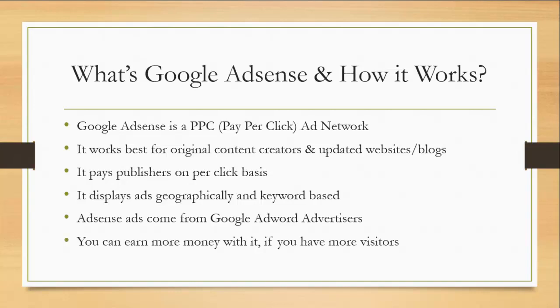It pays publishers on a per-click basis. It displays ads geographically and keyword-based. AdSense ads come from Google AdWords advertisers. You can earn more money with it if you have more visitors. So basically these six simple points are about the Google AdSense network. What is it and how does it work?